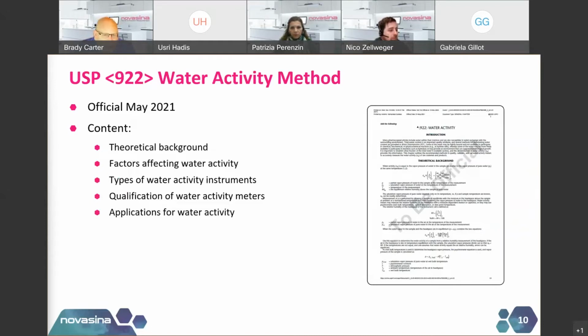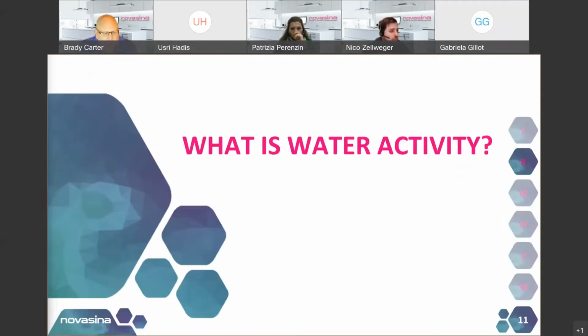And if you break down this method, and if you were to go to purchase a copy of this, what you'll find in the content of it is that there's a section on the theoretical background of water activity, a section on what factors affect it, what types of water activity instruments there are, how you qualify them, and then a list of applications. So basically the same outline that we're going to follow today is really how USP 922 is structured if you go and take a look at the document itself. So let's start out with what is water activity.